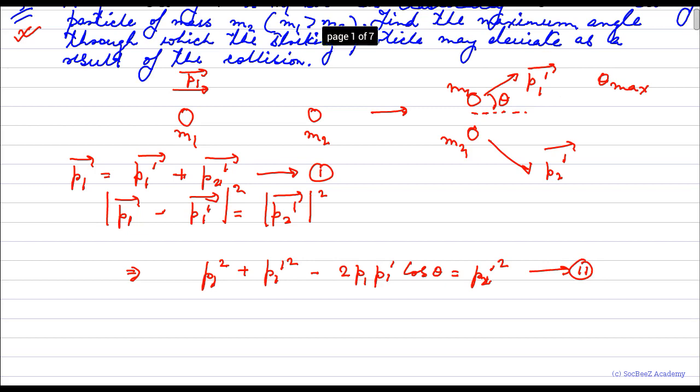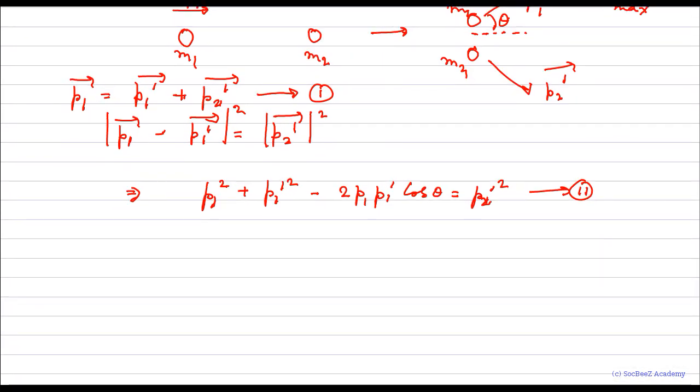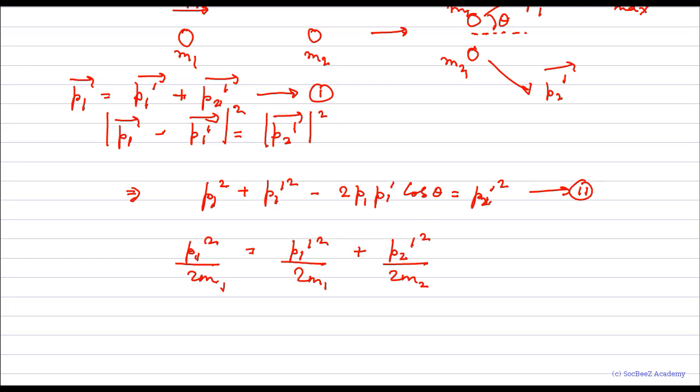Now since the collision is elastic, my total kinetic energy is going to be conserved. So I'll write down p1 square by 2m1 must be equal to p1 dash square upon 2m1 plus p2 dash square upon 2m2. So this is the equation relating the conservation of kinetic energy in case of elastic collision. So let's say this is my third equation.